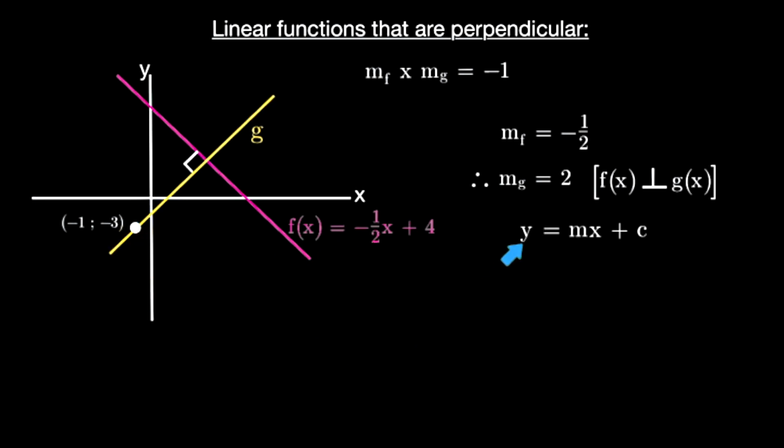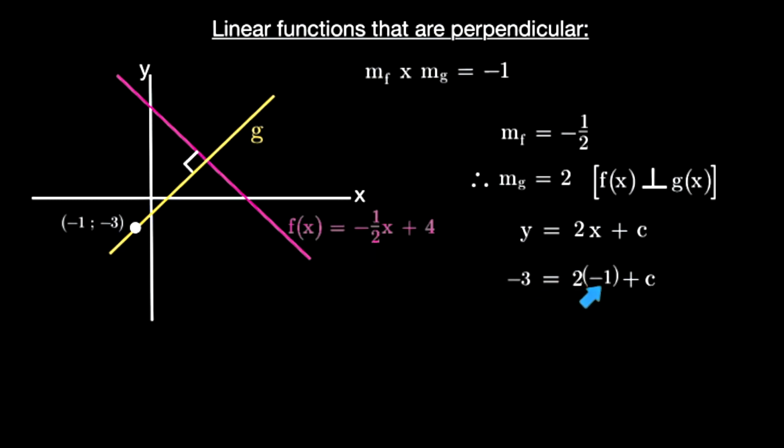Now, let's continue. We write down y = mx + c, and in the place of m, we can put this 2. So, in other words, we have y = 2x + c. And now, in the place of x and y, we can put any point that's on the straight line. We've got one point, which is (-1; -3). So in the place of x, we're going to put the -1, and in the place of y, we're going to put the -3.